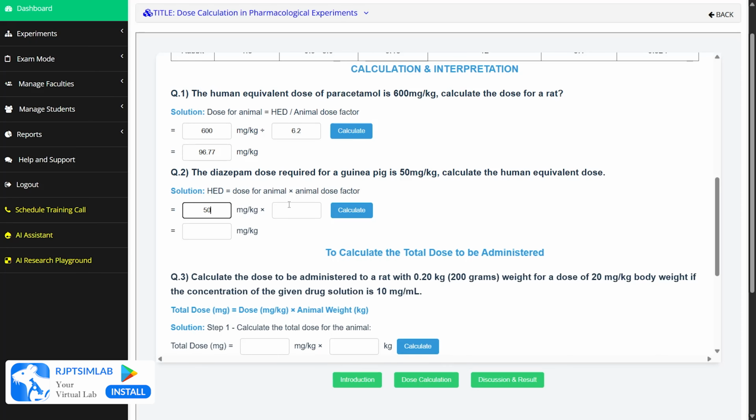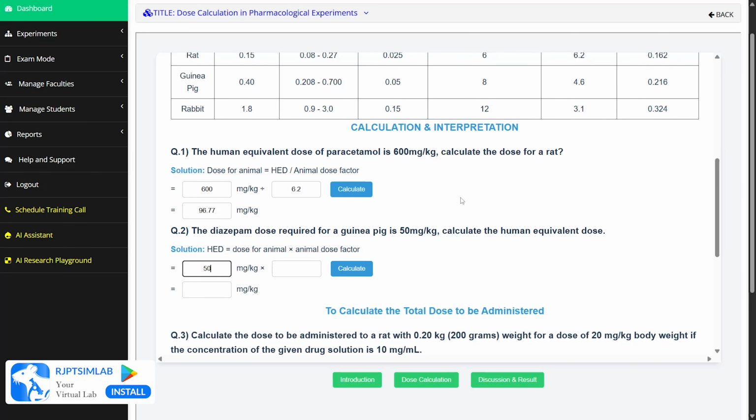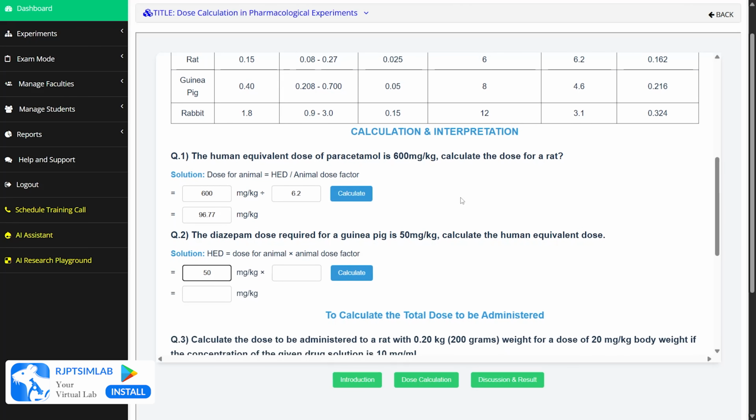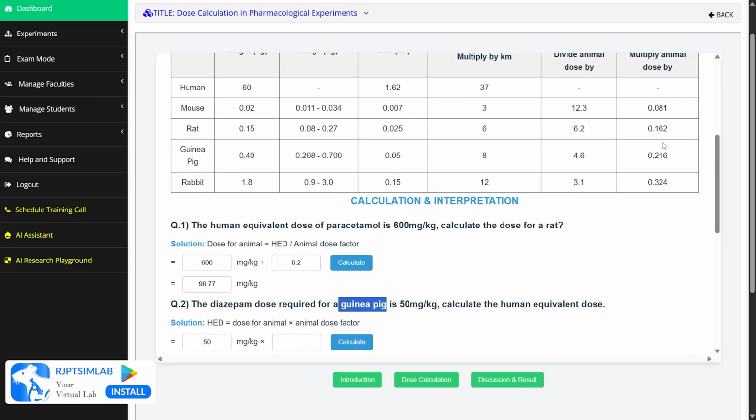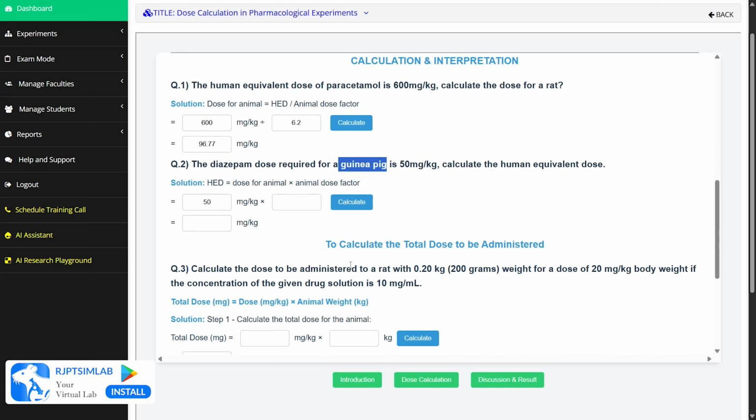We will write 50 milligram per kilogram, and the animal dose multiplying factor. So let us see in the table. Our animal is guinea pig. So for guinea pig, the multiplying dose is 0.216. So we will put the value here, 0.216, and then we will calculate it. When we calculate it, we have got the human equivalent dose of 10.80 milligram per kilogram.